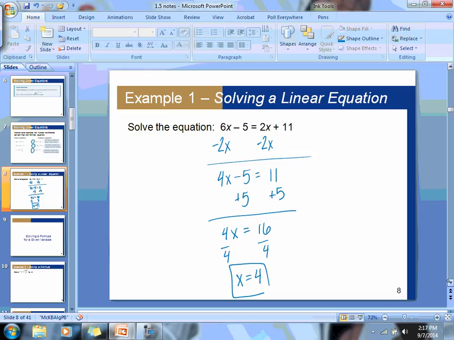And of course, remember, we can always check our answer. We could take 4 and substitute it back in for the x's. We would get a true statement on both sides of the equal sign.